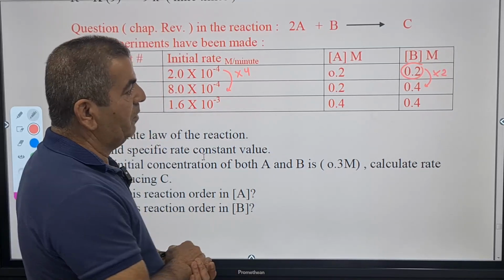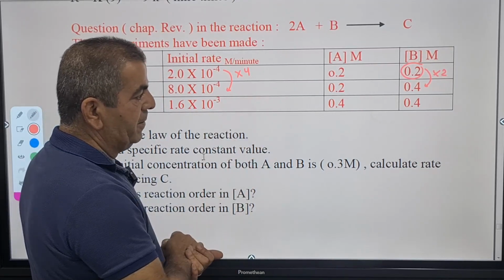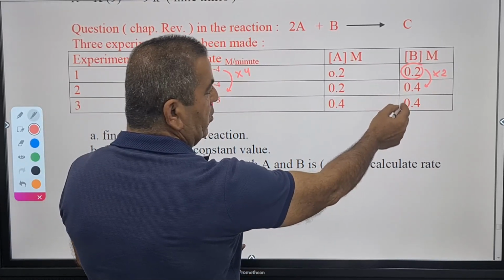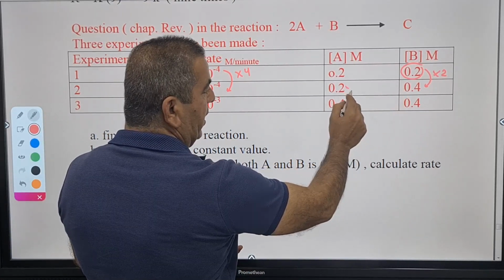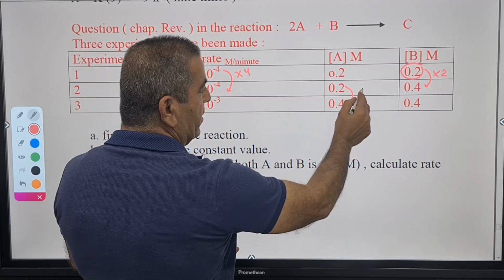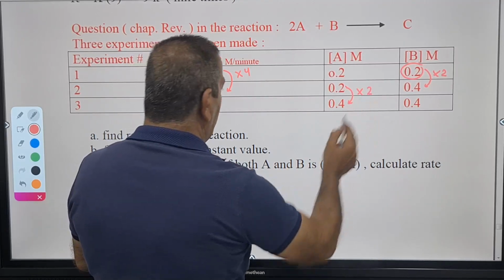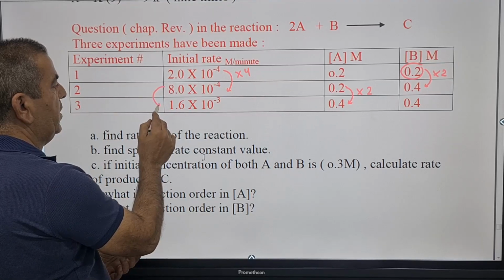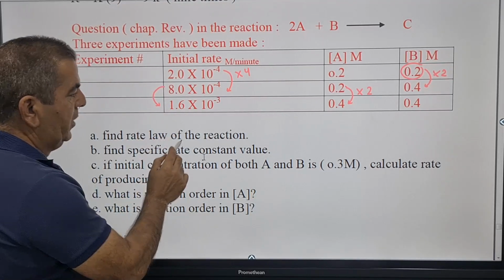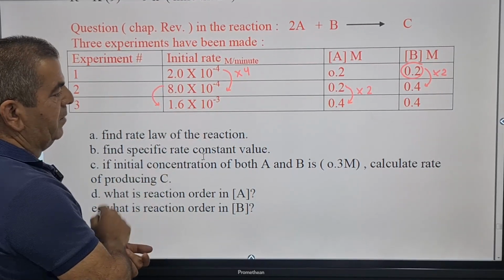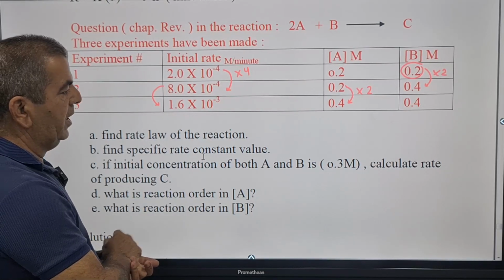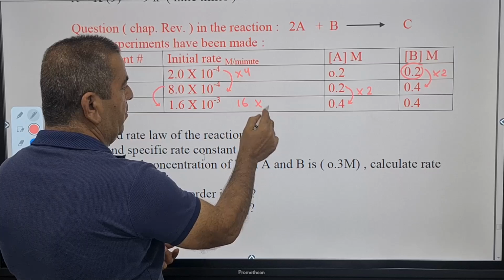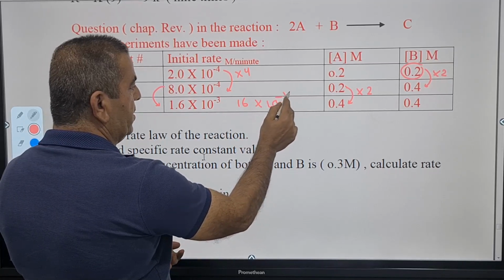Let's move to find the order of A. We're gonna choose the 2 experiments in which B is constant and A is changed. This is multiplied by how many? By 2. Okay, from experiment 2 to 3. We can convert this 1.6 times 10 power to negative 3. We can write it as 16 times 10 power negative 4 for ease.